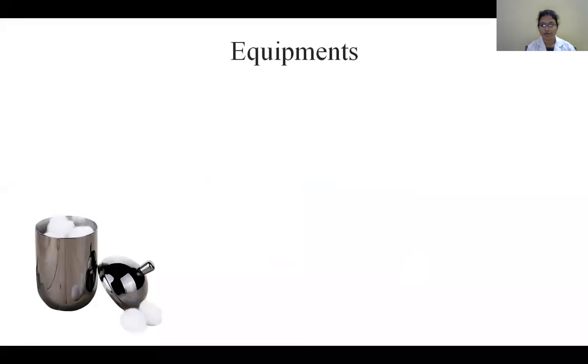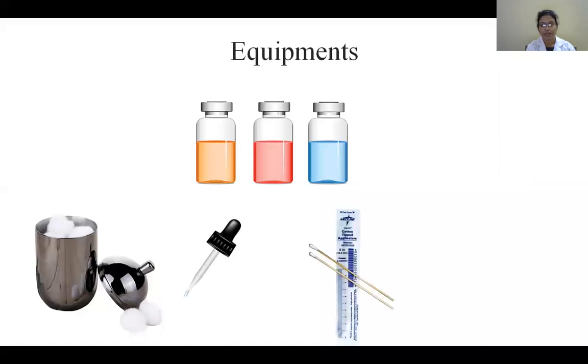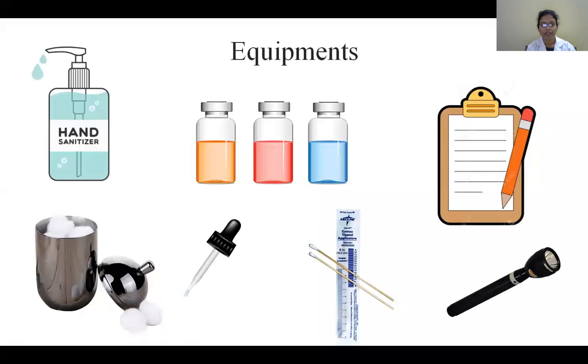Now, what equipment do we need to assess the 7th, 9th and 10th cranial nerves? First and most important, sterile cotton balls. Then we need some taste solutions, because we know that the facial nerve also assesses taste. When we use taste solutions, we need droppers. If you have 3 solutions, we need 3 separate droppers. Then we need swabs. We also need paper and pen, a torch, and most important, hand sanitizer. It could be either sanitizer or soap and water.